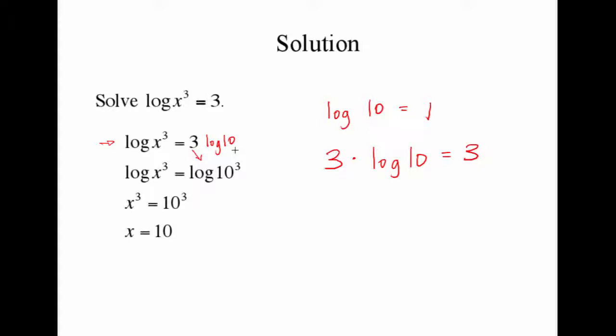It's still equivalent. But once we have a log here and we have this 3 times the log 10, we can rewrite that as log 10 cubed, which is how we get this here. And the reason that's so important is because now we have log over here, log here. We can use our one-to-one property to make this a much simpler equation. X cubed equals 10 cubed, and if x cubed equals 10 cubed, then x must equal 10.